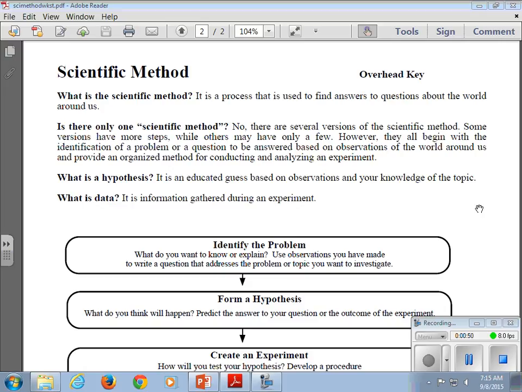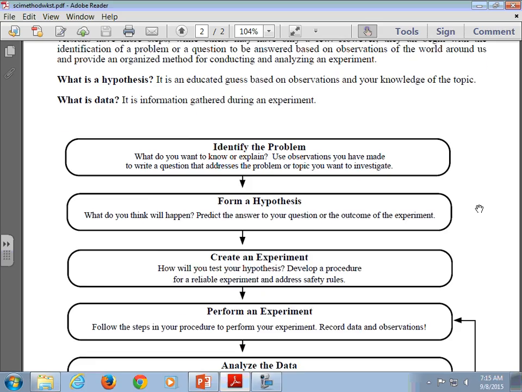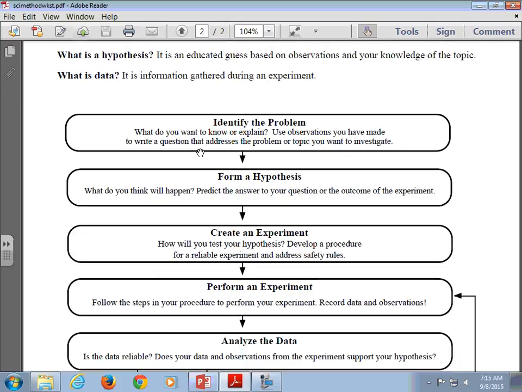So, the first step that we always do is we need to identify the problem. What do you want to know or explain? Use observations you have made to write a question that addresses the problem or topic you want to investigate.